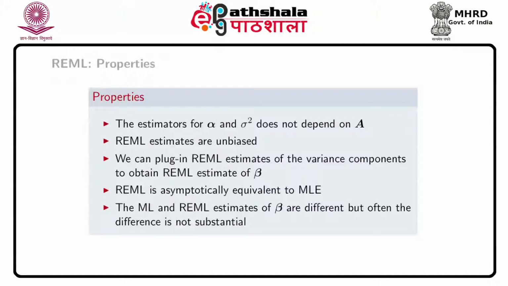Now REML is asymptotically equivalent to maximum likelihood. The maximum likelihood and REML estimates of beta are different, because obviously for the maximum likelihood estimate of beta, one uses the variance components obtained from maximum likelihood, while for the REML estimates of beta, the variance components obtained from REML are plugged in. But that difference is often not very substantial.